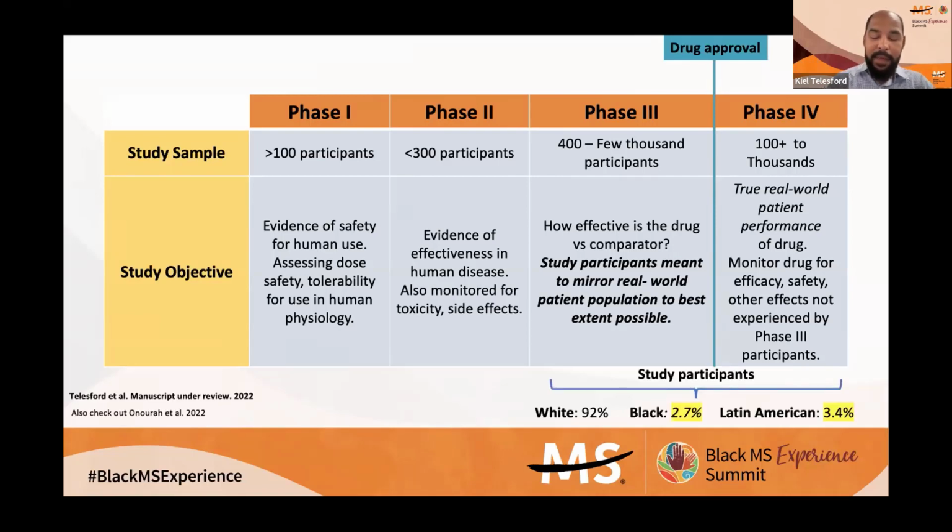I just wanted to highlight that study participants among these key phase 3 and phase 4 trials tend to be disproportionately, to a great extent, identifying as white. If you average the number of participants for a number of phase 3 and phase 4 trials, you get about 90 to 92% identifying as white, and really a paucity, about 3%, identifying as Black or Latin American.